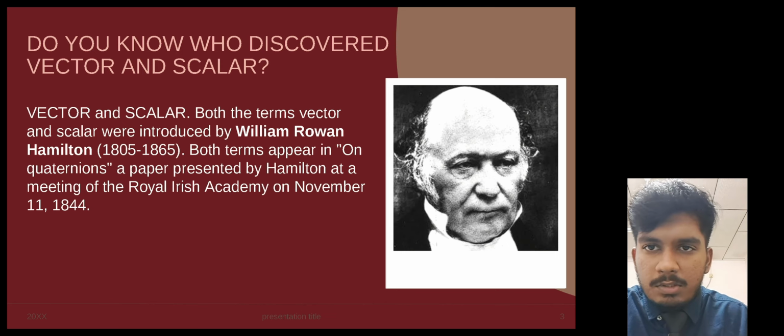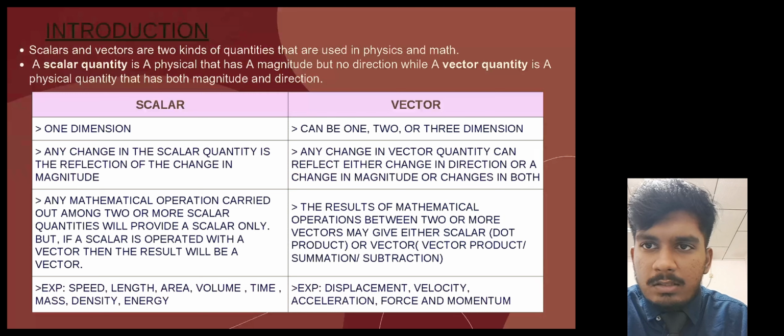For the introduction to scalar and vector, scalars and vectors are two kinds of quantities that are used in physics and maths. A scalar quantity is a physical quantity that has a magnitude but no direction, while a vector quantity is a physical quantity that has both magnitude and direction. As you can see, there is a table in front of you. Scalar is one dimension, whereas vector can be 1, 2 or 3 dimensions.